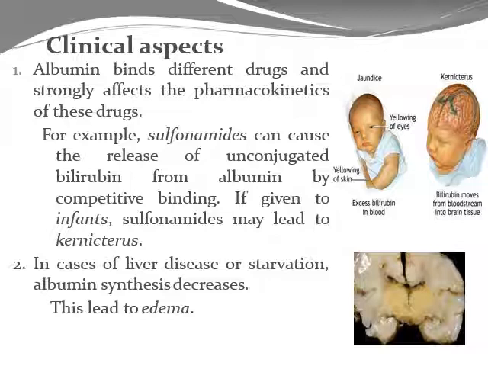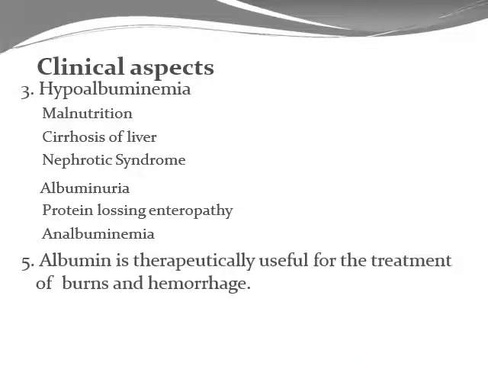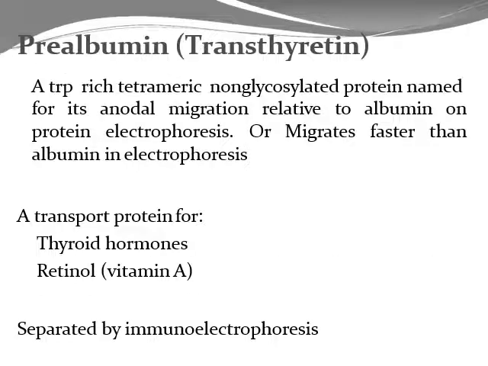In case of liver disease or starvation also, we know albumin can decrease and it may cause edema. It can cause a condition called hypoalbuminemia, which may be found in malnutrition or cirrhosis of liver. It can also be used for therapeutic purposes, for treatment, especially for burn victims and for patients with a history of hemorrhages. So albumin is a very important compound in the body and serves several purposes as well. The second plasma protein we have is called prealbumin.